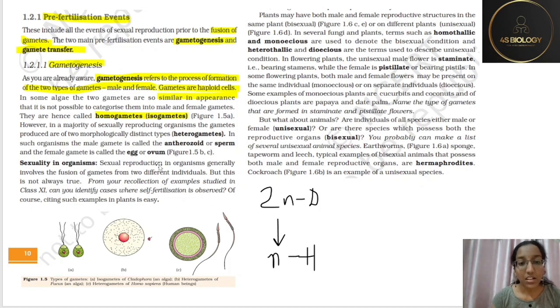Sexuality in organisms. Sexual reproduction in organisms generally involves fusion of gametes from two different individuals, but this is not always true. Okay, next, plants may have both male and female reproductive structures in the same plant, that is bisexual. From here it is important. I'll teach you one by one. So this can be bisexual.